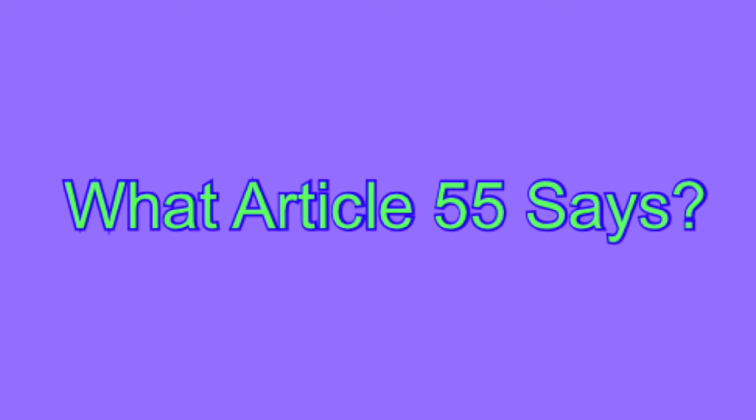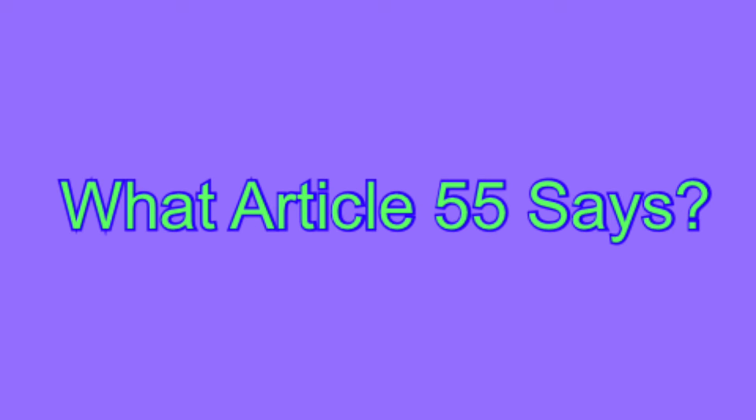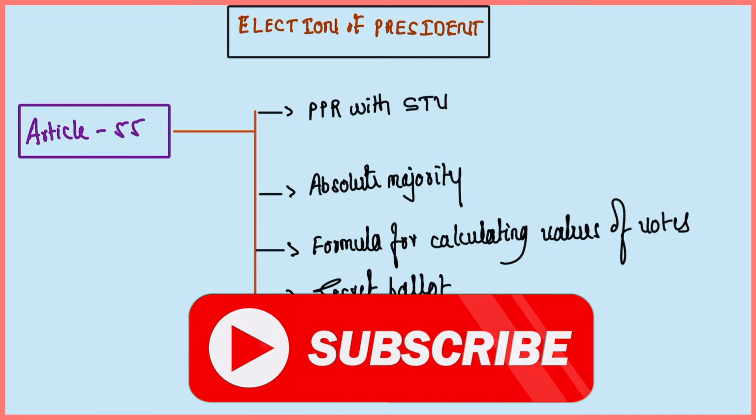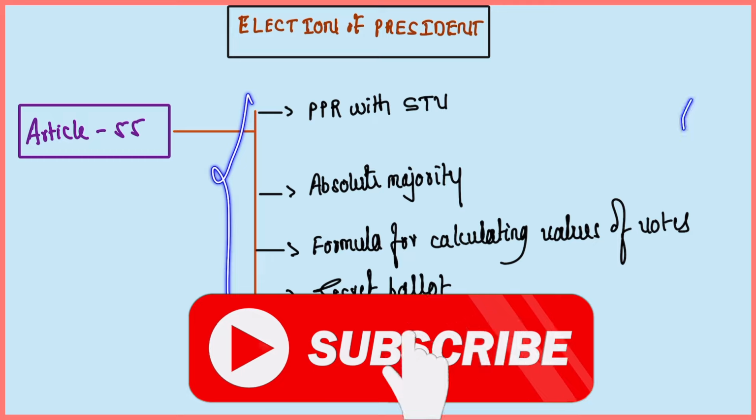The article that deals with the election of the president is Article 55. Article 55 clearly gives the complete procedure for the election of the president, and it talks about many things. But for this video, four things are very important.